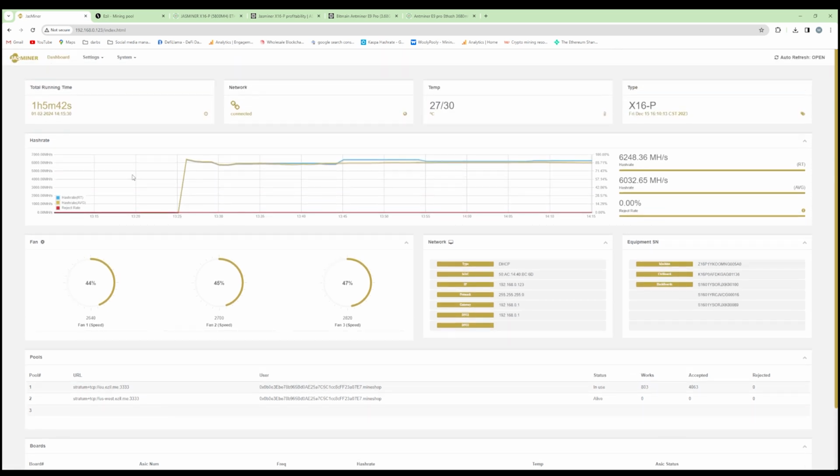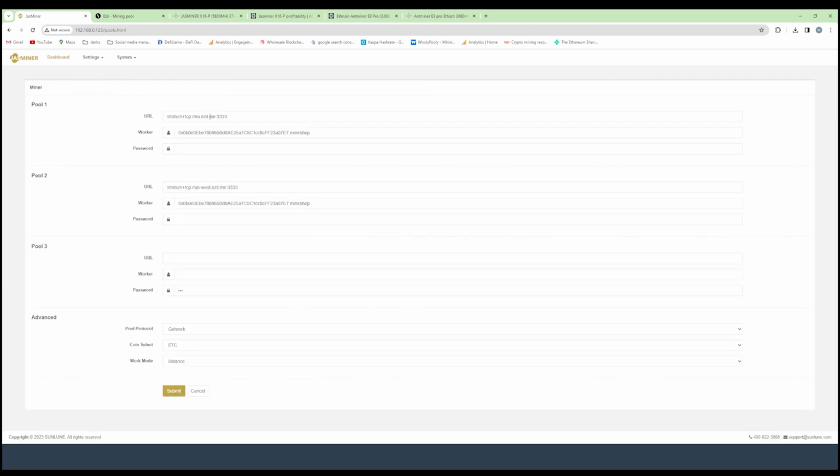To set up this miner, it's quite easy. The same way as most of the other ASIC miners, you just copy the pool URL and insert the address. Then there are a few options. You can choose to mine ETC, or you can mine dual coin with Zelika. And then there are work modes also available: balance, performance, and efficiency modes. This is the overclock setting for the miner. You can overclock this up to 7,000 mega hash.